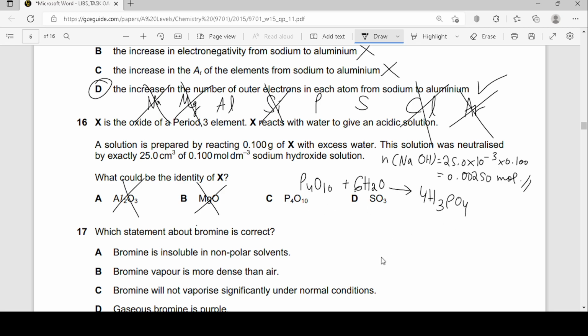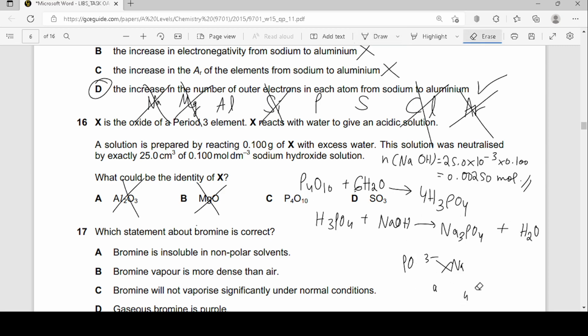So following this, my other reaction will be H3PO4 plus NaOH gives me PO4 3 minus, right? So PO4 3 minus, when it comes to Na, this will become Na3PO4. So that should be the salt that is formed, Na3PO4, and I get water as well because it's an acid reacting with a base, right? So water.